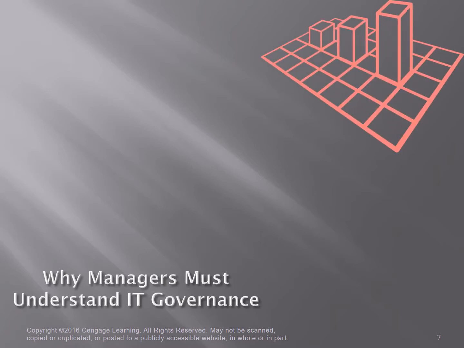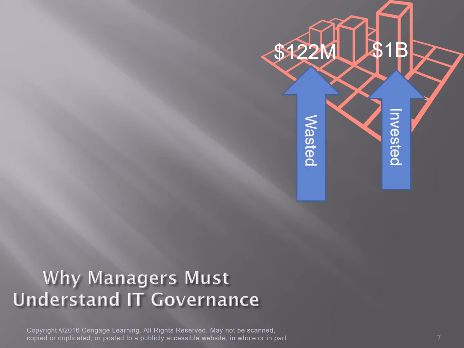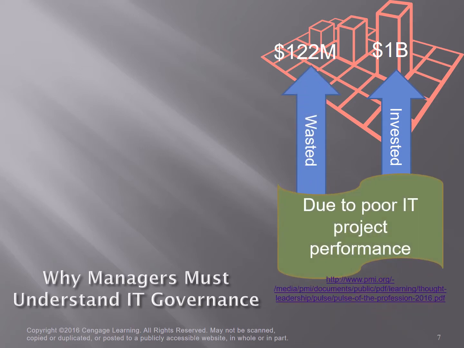First, a lot of money is wasted. Of the approximately $1 billion invested, about $122 million is wasted, and that is due to poor IT project performance. Just over 12% of money invested in IT projects is wasted. That's a significant amount. Better coordination, training, testing, and project management could improve those numbers.